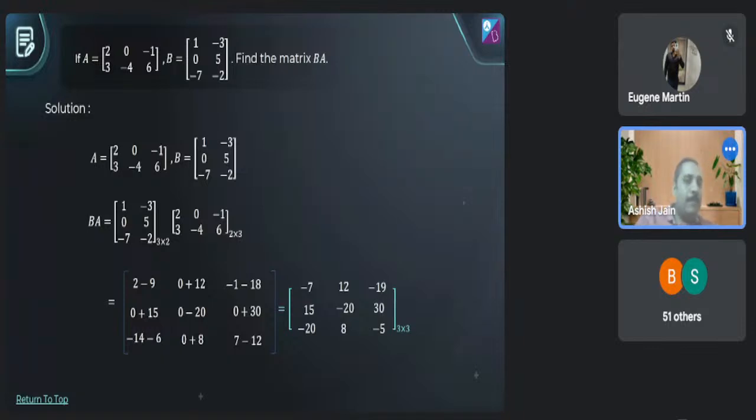A लिख लिया, B लिख लिया, what is given to you in the question. We need to find the value of B into A. So first write the matrix B. Matrix B is 1, minus 3, 0, 5, minus 7, minus 2. Here the dimension is very important. The dimension is 3 rows and 2 columns. I have to multiply it by A. So you write the matrix A. It is 2, 0, minus 1, 3, minus 4, 6.